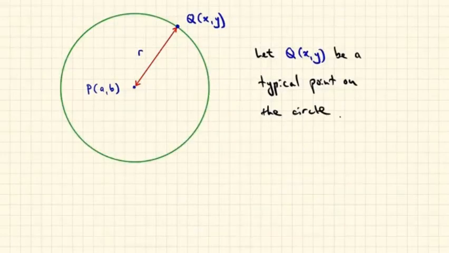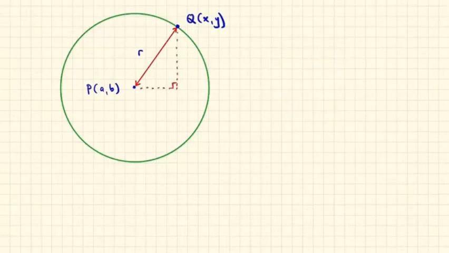Well, let Q be a typical point on the circle with coordinates, say, x and y, and you can imagine Q spinning around the circle. We want to understand the relationships between x, y, a, b, and r. So we form a right-angled triangle involving P and Q using horizontal and vertical side lengths. In this diagram, the horizontal side length is x minus a, and the vertical side length is y minus b.